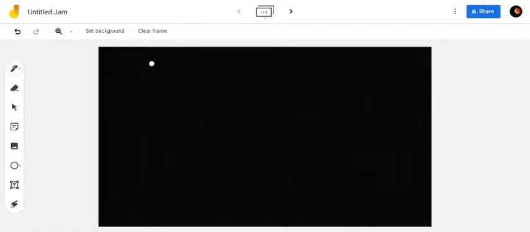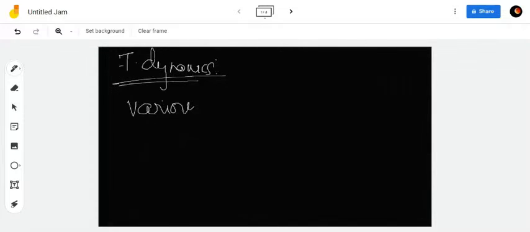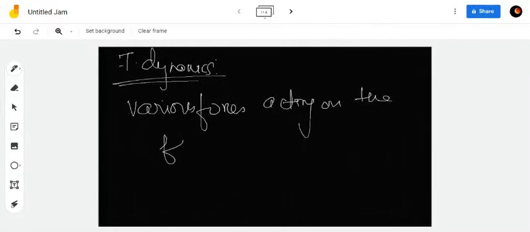Regarding civil engineering, we'll start with fluid dynamics. It's quite easy, just take the notes along. So fluid dynamics: this part deals with various forces acting on the fluid element. Various forces acting on the fluid element.